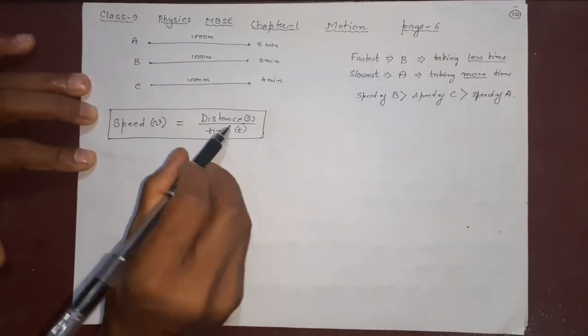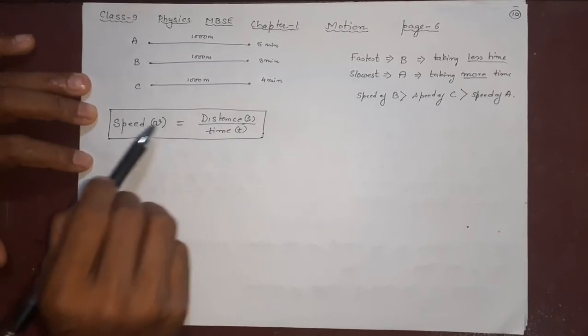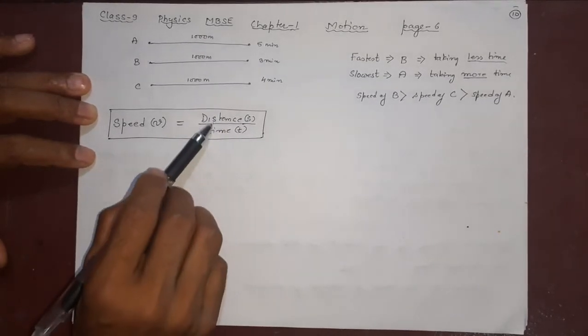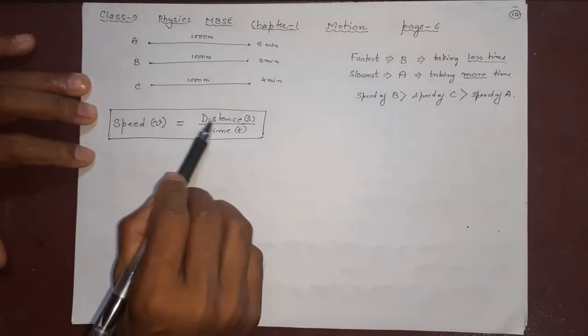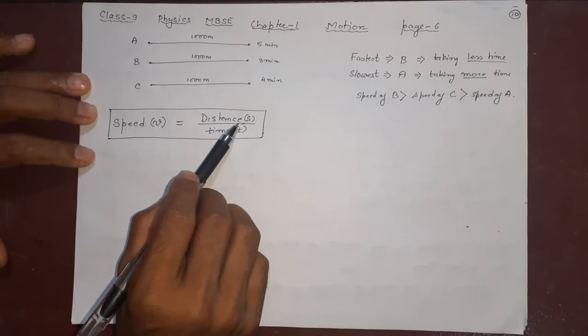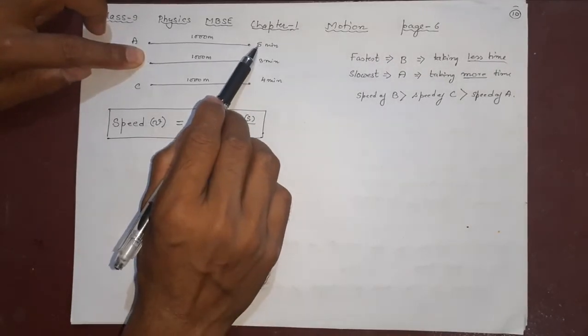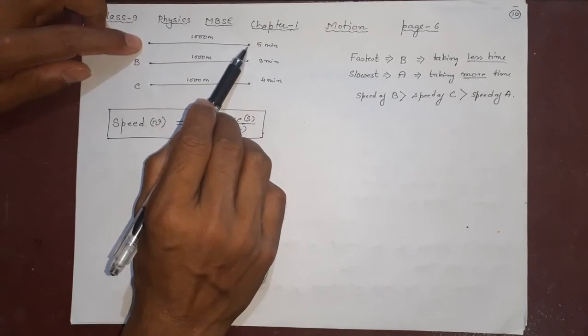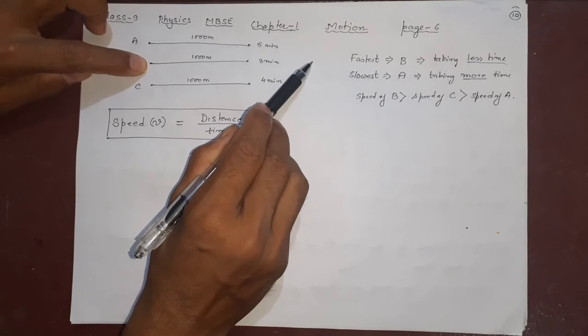Why did I write distance in the numerator, time in the denominator? Because speed will be affected by these two things. If your speed is very high, you will cover more distance. Is it right or not? Suppose two persons are running, A and B are running. If A is running for 5 minutes, it will reach only 1000 meter. But if B is running for 5 minutes, it will reach somewhere here, right? That means it will cover more distance.